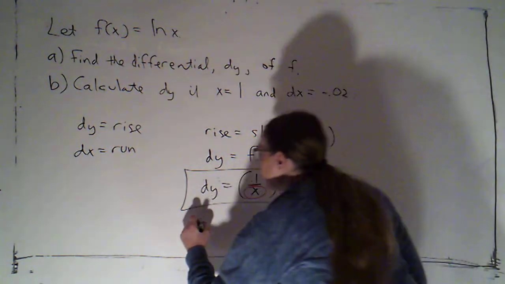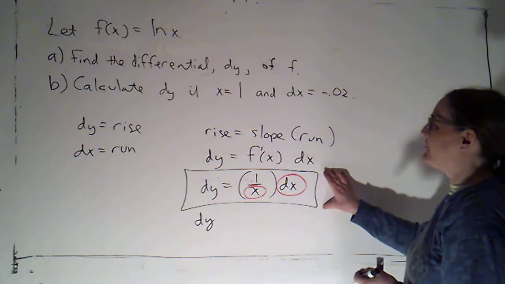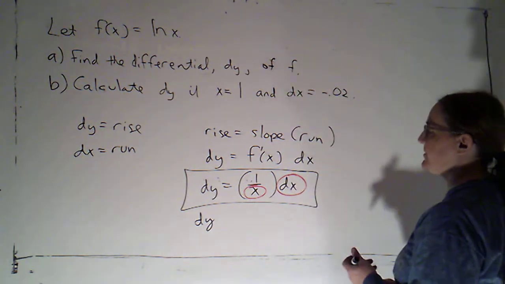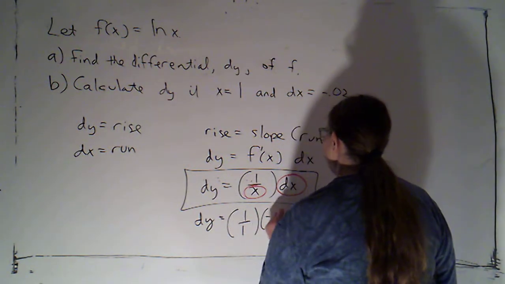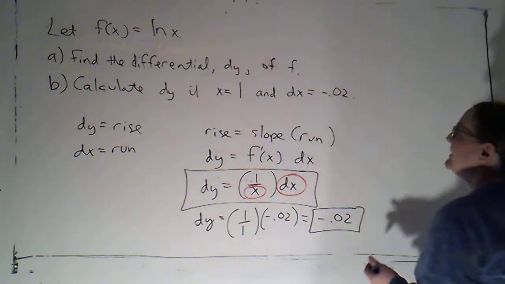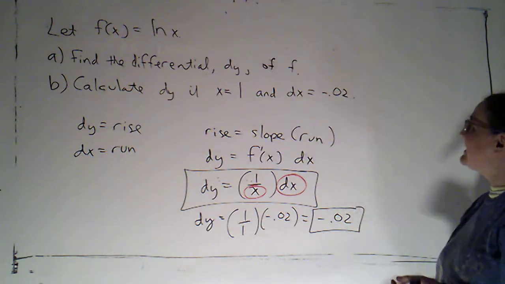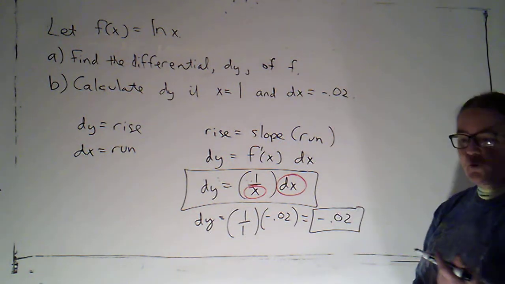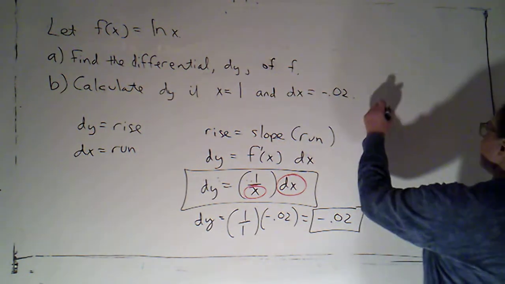I'm still calling it dy. This is the generic formula for the differential. This is going to be the differential evaluated for these particular values. So I'm just plugging in 1 for x and negative 0.02 for dx, and so we'll get negative 0.02 as our answer to the second question. Turns out it's actually the same as dx was, which kind of makes sense because the slope in this case was 1.